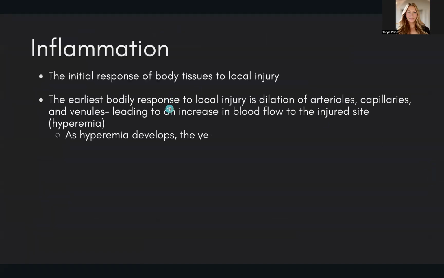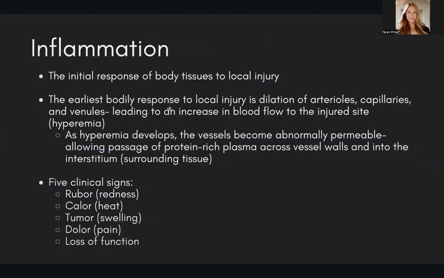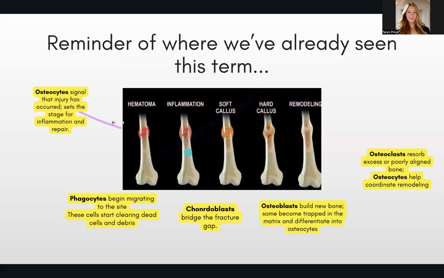All right, inflammation. This is our body's initial response to local injury. It's an early response where the body starts to react. We get dilation of arterioles and capillaries. There are clinical signs such as redness, heat, and swelling. We have seen inflammation before, and I want us to go back to that because we saw it in the stages of healing for a fracture. And pretty soon we're going to focus a lot on fractures and actually start to name them and identify them.